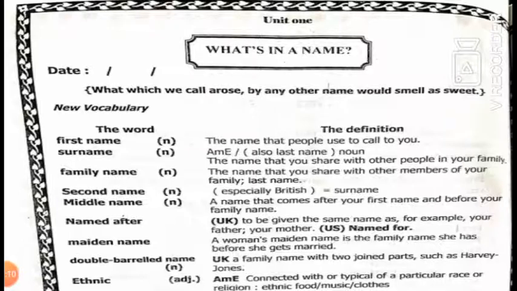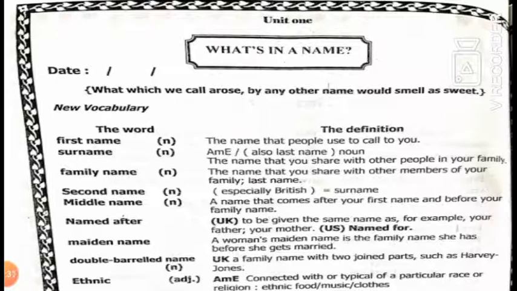The next word is middle name. Middle name is a name that comes after your first name and before your family name. For example, when I say my name is Ahmed Muhammad Mustafa, so my first name is Ahmed, middle name Muhammad, and Mustafa is my family name.